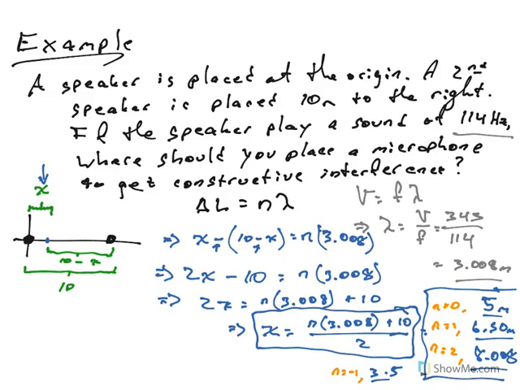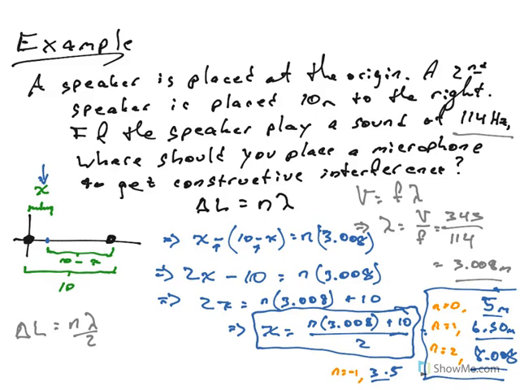Now, of course, we could extend the example. We could do destructive interference. If you wanted to do destructive interference, you do exactly the same thing, only now your equation is delta L is n lambda over 2. And you go through exactly the same work, and you'll get different answers for this. So that's how this is going to work.